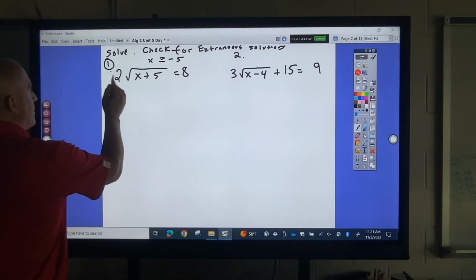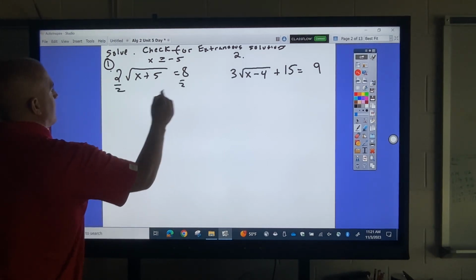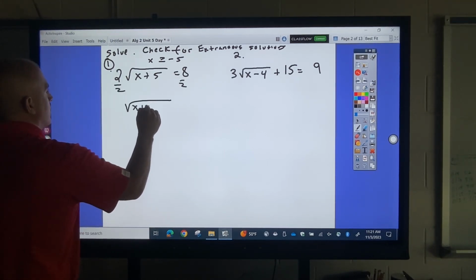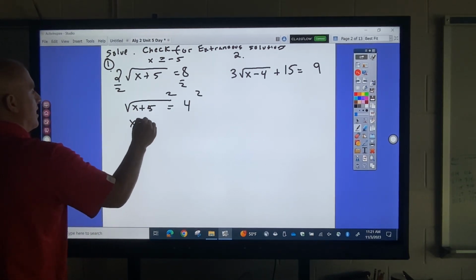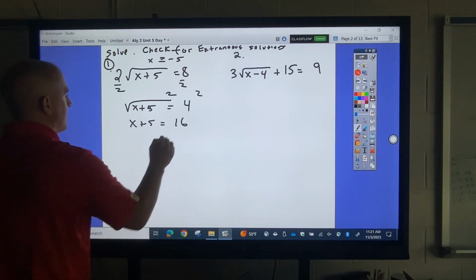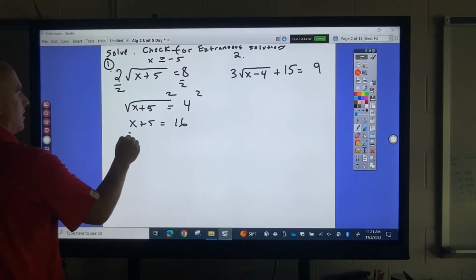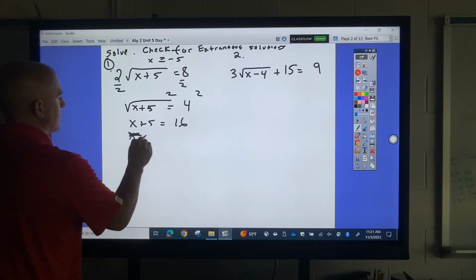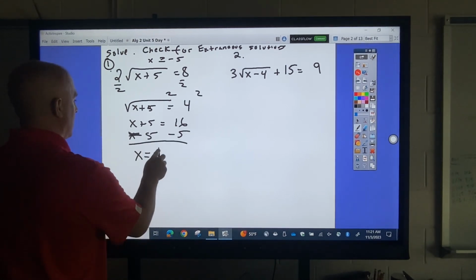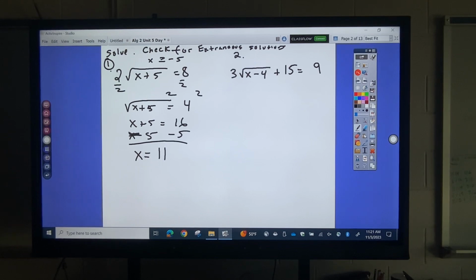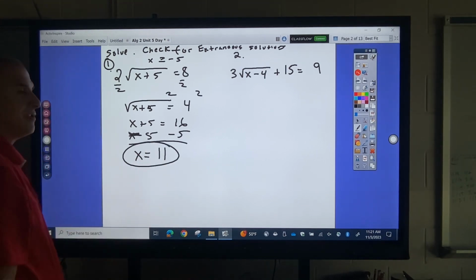So when I go to solve this, what I want to do is isolate, so I want to divide by 2. It'll be 4, square both sides. It'll be x plus 5 equals 4 squared, which is 16. All right, subtract 5. Okay, x equals 11. So I've got to make sure that the result fits within there, and it does. So that is going to be my answer. If it was less than that, then I wouldn't have that.